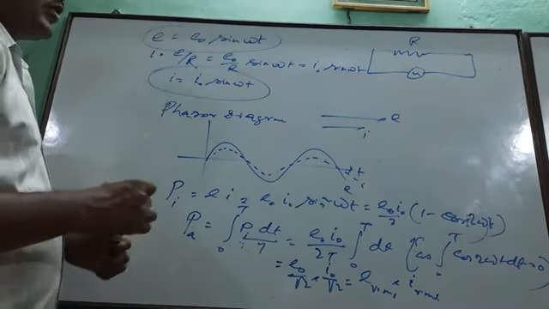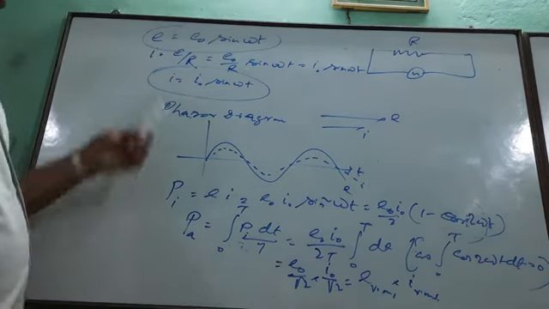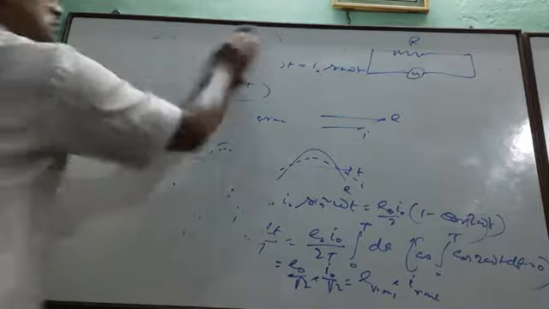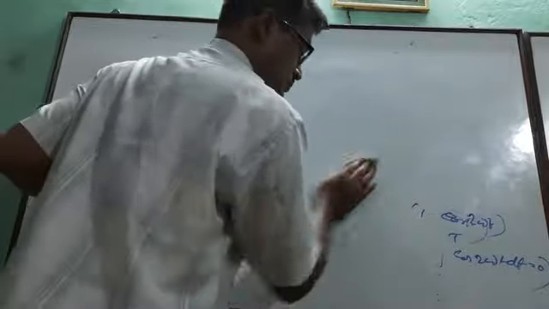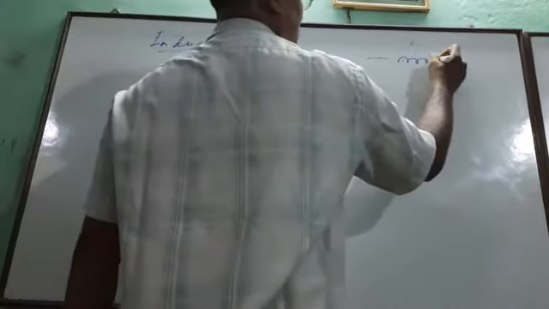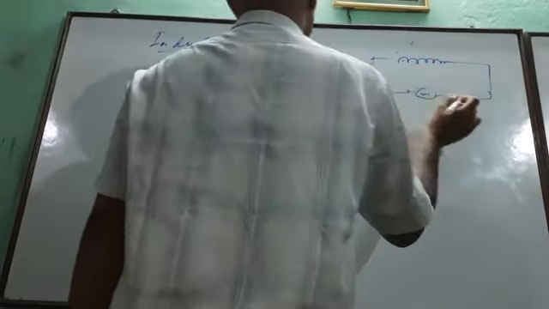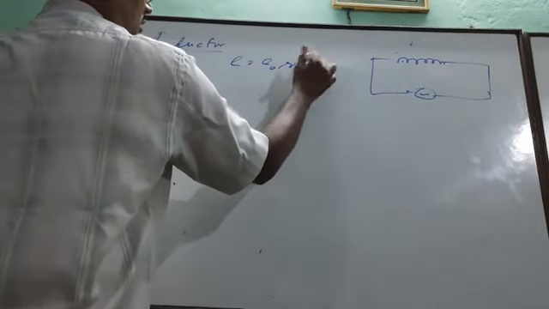So what is the power? Average power generated is E_RMS into I_RMS for a resistor. Now coming to the inductor. This is the inductor, and here AC current is supplied. And what is the supplied EMF? E equal to E0 sin omega t.